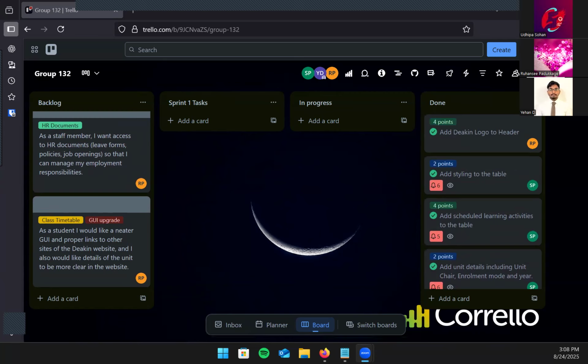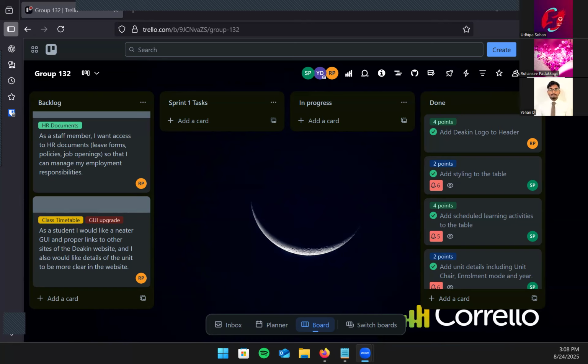Hello, I'm Sohan. Our sprint backlog included a few user stories, and the tasks for sprint 1 were extracted mainly from the user story labeled as class timetable and GUI upgrade. To make the project fair, each member was allocated 10 story points. My role was focused on the student unit details table.